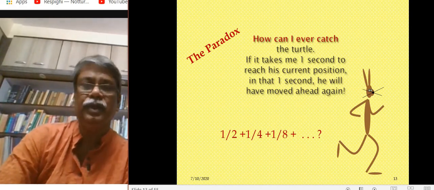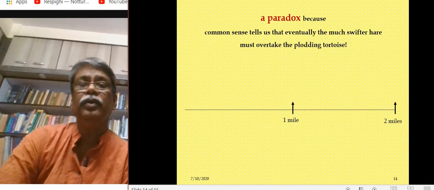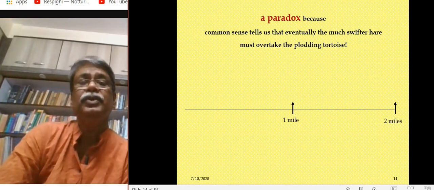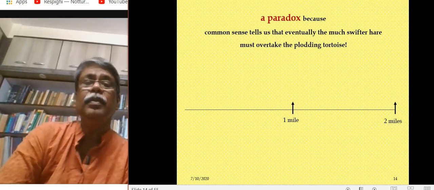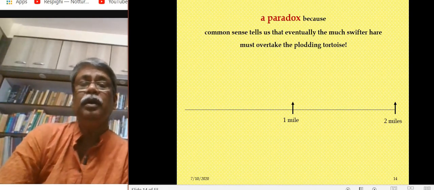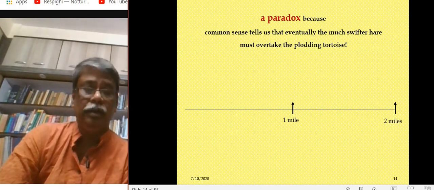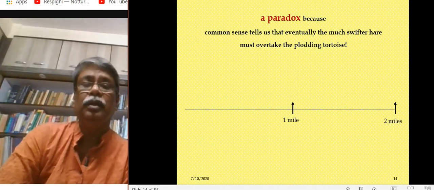So an infinite series. And it is a paradox because common sense tells us that eventually the much swifter hare must overtake the plodding tortoise. Say, for example, if the tortoise is 1 mile ahead of the hare, so the hare was here and the tortoise to start with here, and this is the target.